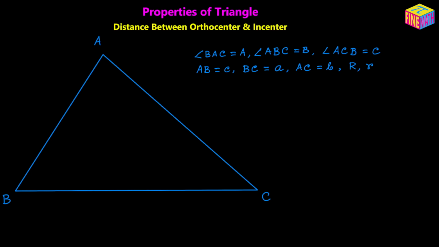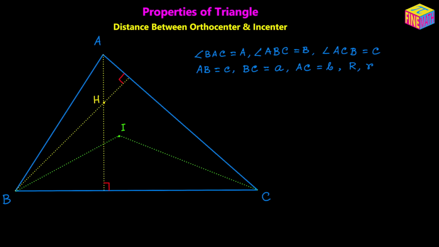So first I am going to draw a couple of angle bisectors to locate the incenter for this triangle. And let's assume that the incenter is the point I here in this diagram. Next, I am going to draw a couple of perpendiculars from two vertices to find the orthocenter. And let's assume that the point H is the orthocenter for this triangle. And in this video, we are going to see how we can calculate the length of the line segment HI, which is the distance between the orthocenter and the incenter of this triangle.